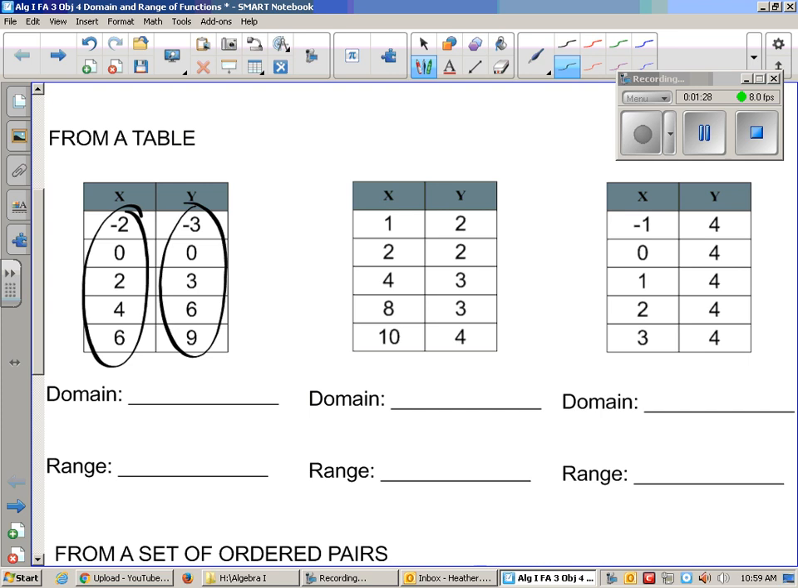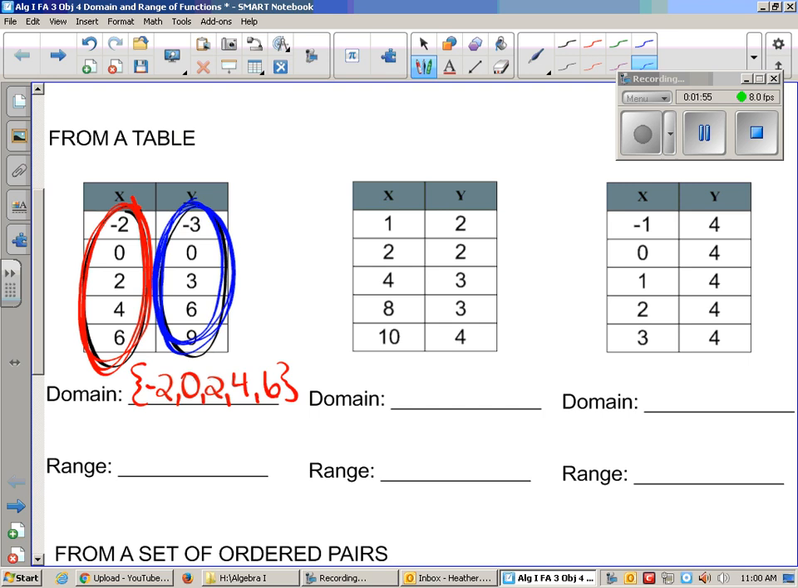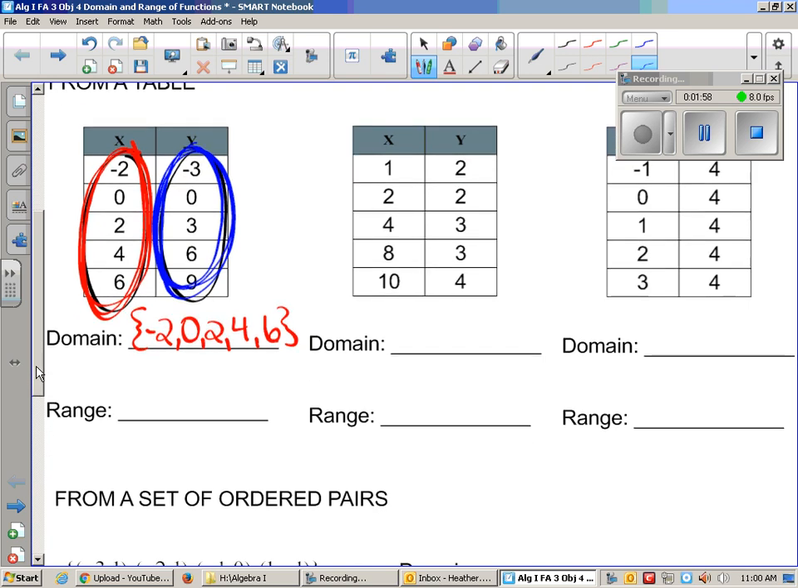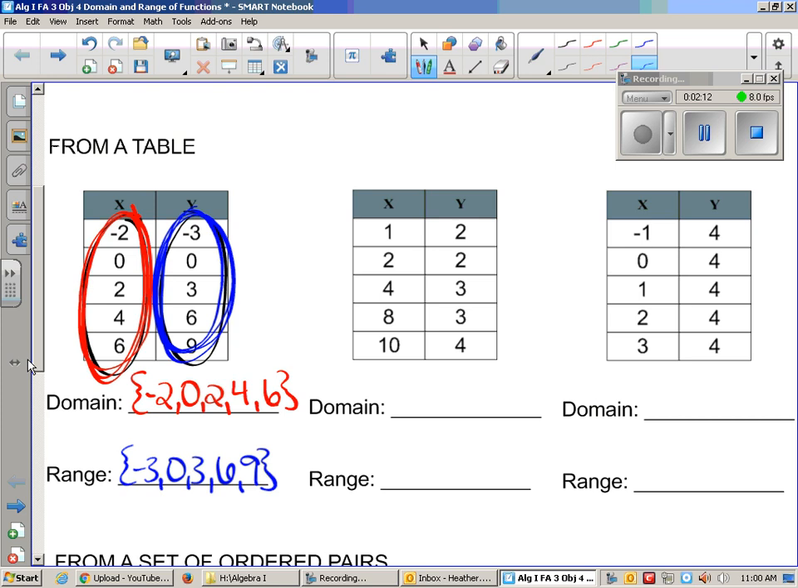So, domain. Let me use some different colors here. Domain are all of my x's. And what we do is we just write it with a set of curly brackets like this. We just write the numbers with commas between them. That's it. That's my domain. My range is the set of all of the outputs, or in this case, all of my y's. So I write those numbers down in order from smallest to largest. And that's my range. They're all different numbers, and they were actually in order from smallest to largest in the table to begin with, so it wasn't too difficult to get that done.